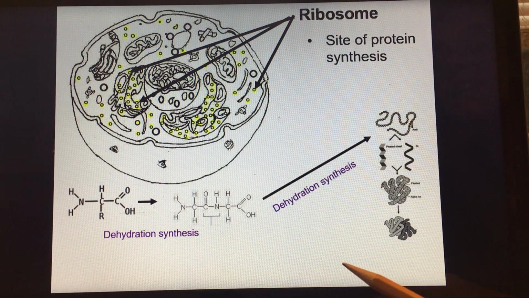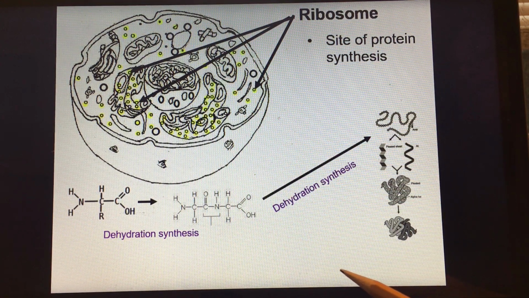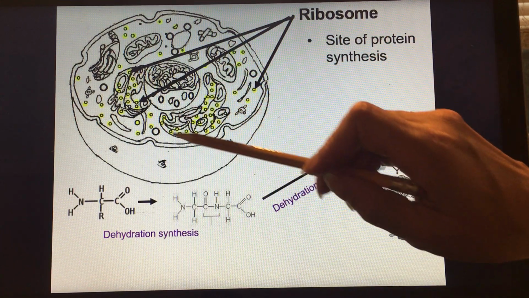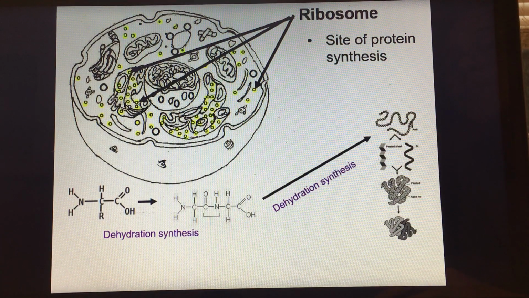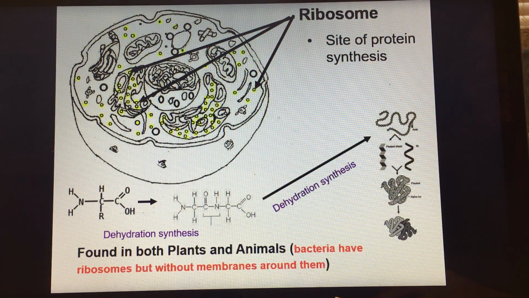Some of them are floating in the cytoplasm. Some of them are stuck to the surface of the endoplasmic reticulum, which we will talk about later in this video. Ribosomes are found in all cells. In bacteria, they have no phospholipid bilayers surrounding them, but in all other cell types, they have phospholipid bilayers surrounding them.